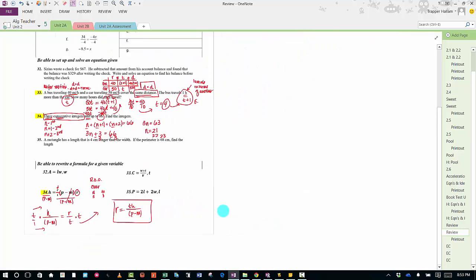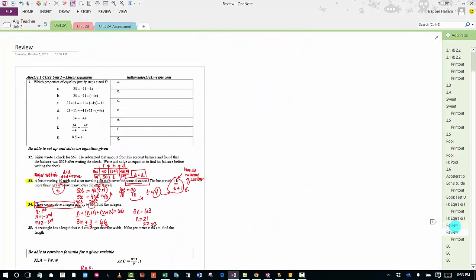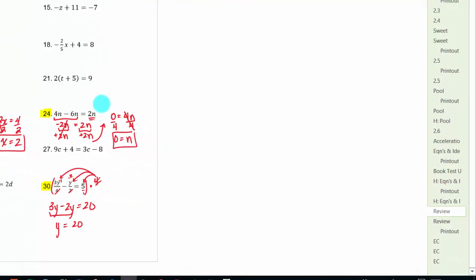Okay, so there's a couple examples. One covers just about everything that we're going to see on the test. So hopefully if you guys need a quick look, this is there for you.